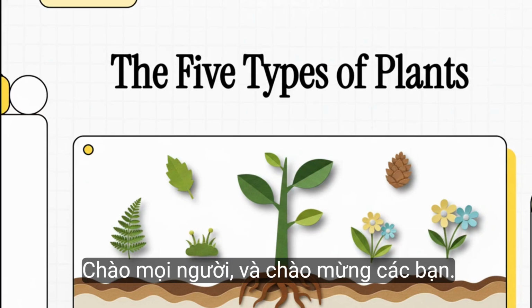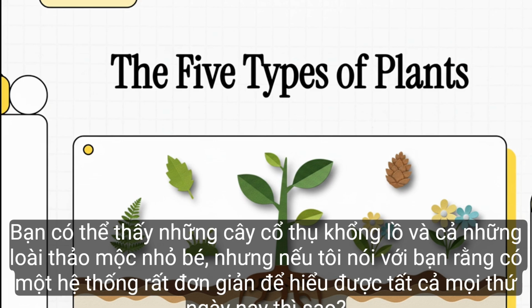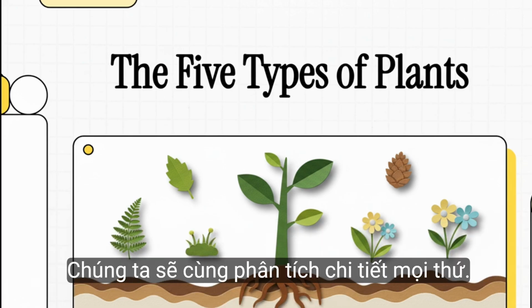Hey everyone, and welcome. When you look outside, the plant world can seem, well, kind of overwhelming, right? You've got these huge, massive trees and then these tiny little herbs. But what if I told you there's a really simple system to make sense of it all? Today, we're gonna break it all down.